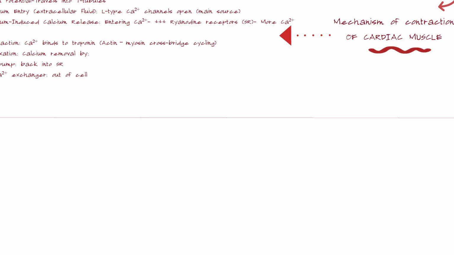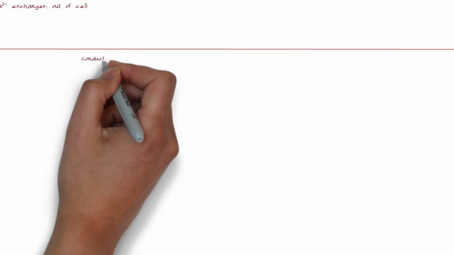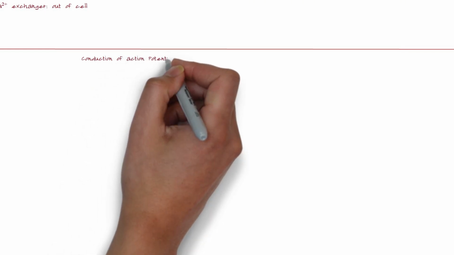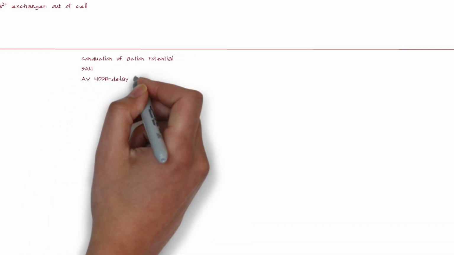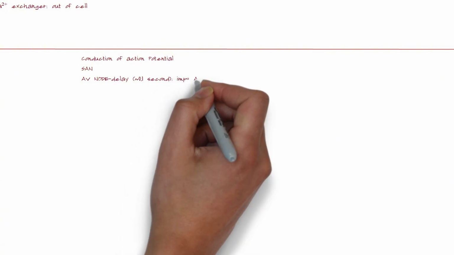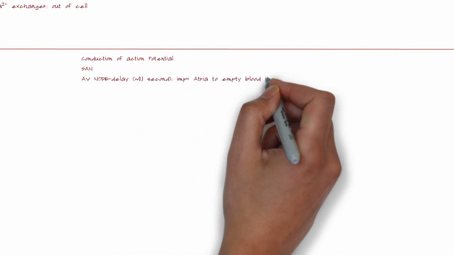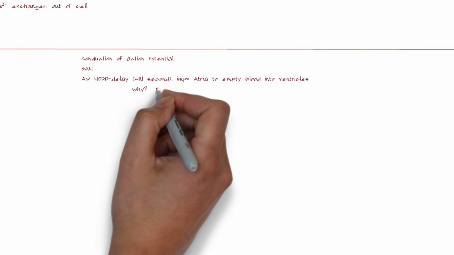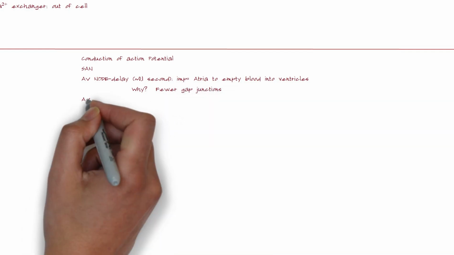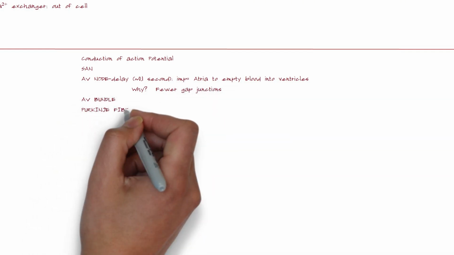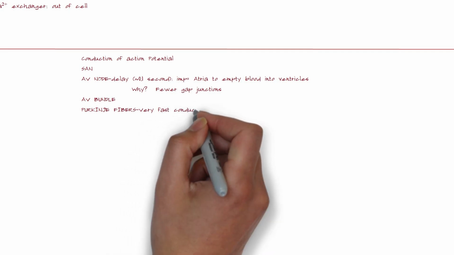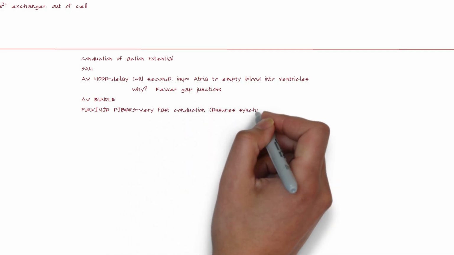Before we leave the cardiac muscle, let's quickly review the impulse conduction. The impulse starts at the SA node, then it spreads to the AV node, where an important delay occurs. This delay allows the atrium to finish emptying the blood into the ventricle before the ventricular contraction begins.